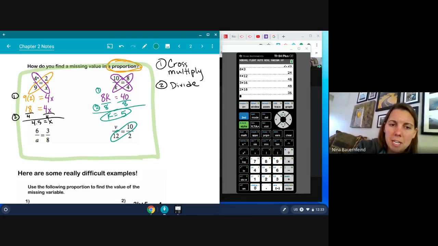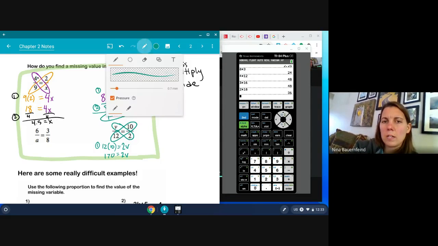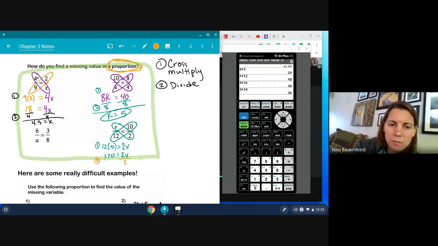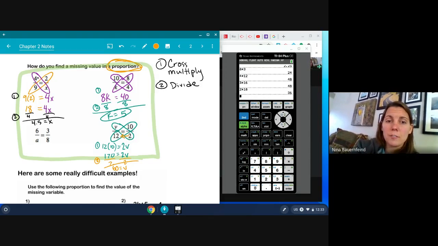What's 12 times 10? 120. And then v times 2 is just 2v. And then what? 60. Divide by 2, divide by 2. 60 equals v. Now think about this also. 2 times 6 is 12. So 10 times 6 is 60. Makes sense?